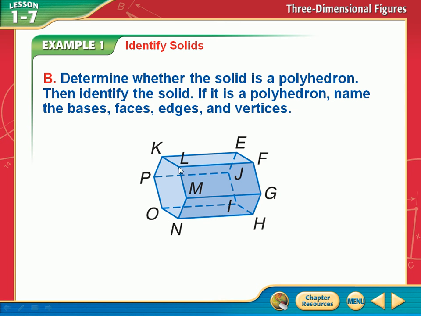KPONML. That's what I would call it. That's one base. What would this base over here be called? Let's start with E and go this way. The EF what? GHIJ. That would be the base. You get the idea? All right, I'm not going to go through all of these.